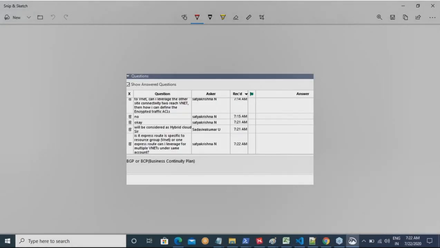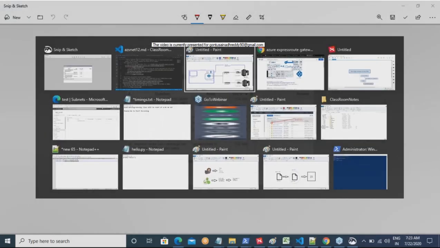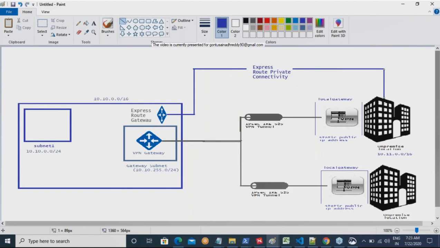Okay. So is ExpressRoute specific to a resource group? No, ExpressRoute has nothing to do with a resource group, right? So ExpressRoute is specific to a virtual network. But you can connect it to multiple virtual networks once you have taken a leased line. So in this example, you are connecting your ExpressRoute to an ExpressRoute gateway, right? So if you want to connect it to multiple virtual networks, right?